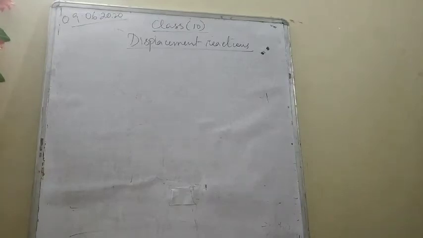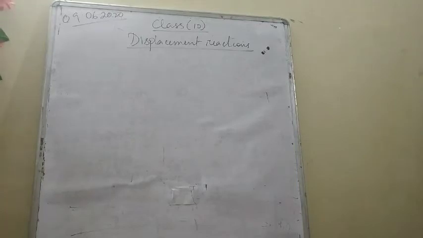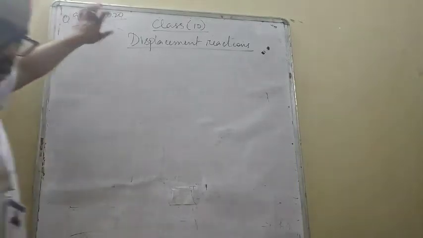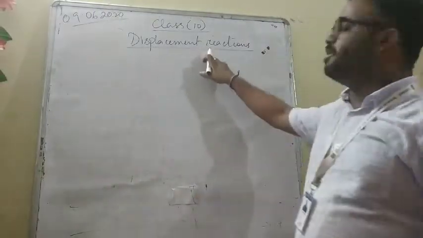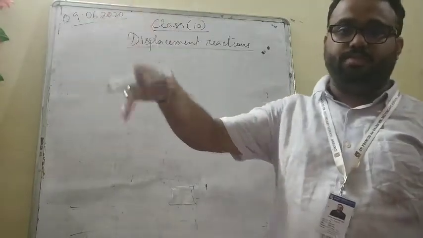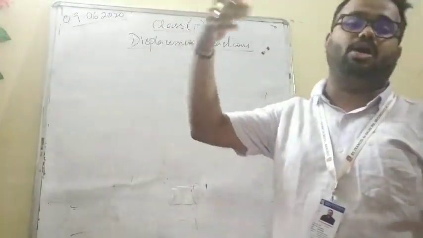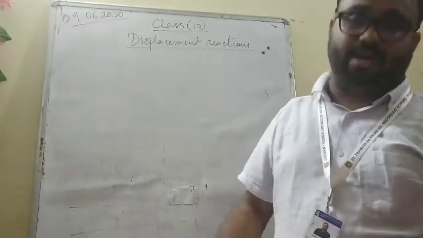Okay, good morning everyone. The last topic of this particular section is what we're going to start, and that is displacement reactions. Now I won't waste much time in this topic because you've studied it in class 10. Displacement reaction means a higher reactive metal displaces the lower reactive metal, but a lower reactive metal cannot displace the higher reactive metal.